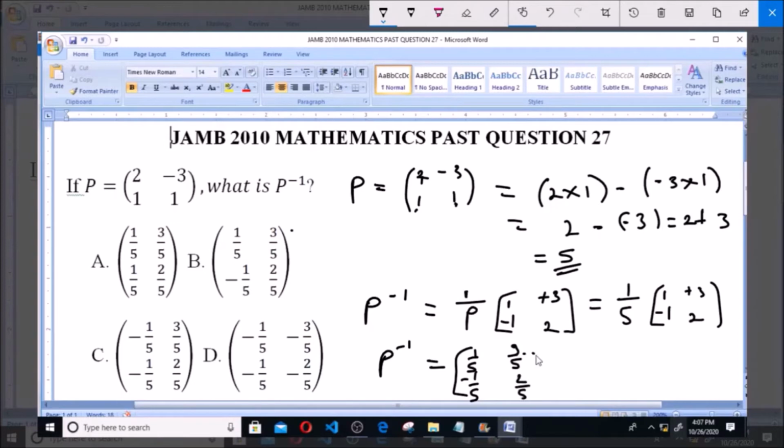So I can write this as 1/5, minus 1/5, 3/5, and 2/5. And if you look at this, that is option B. So option B is the correct answer to this question.